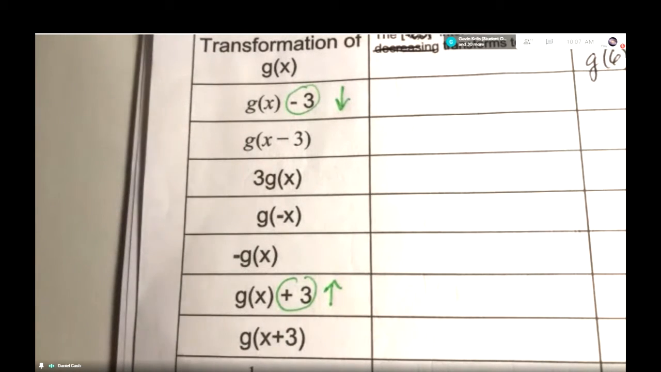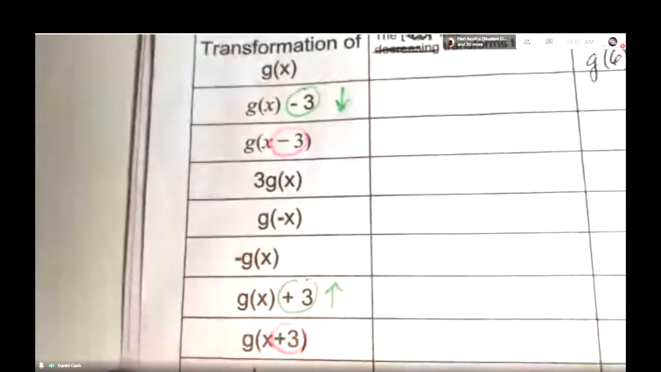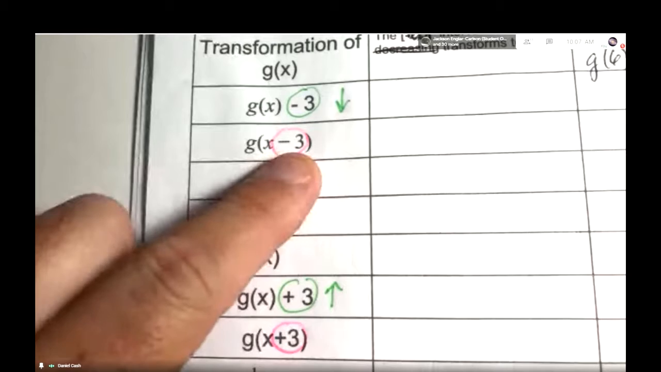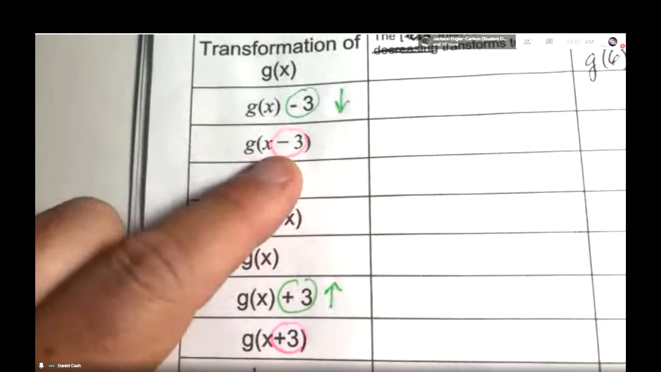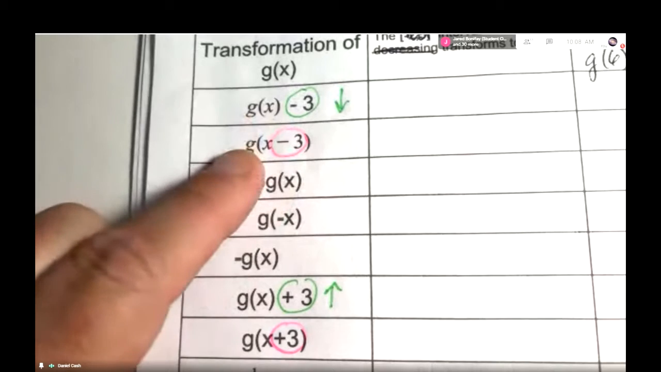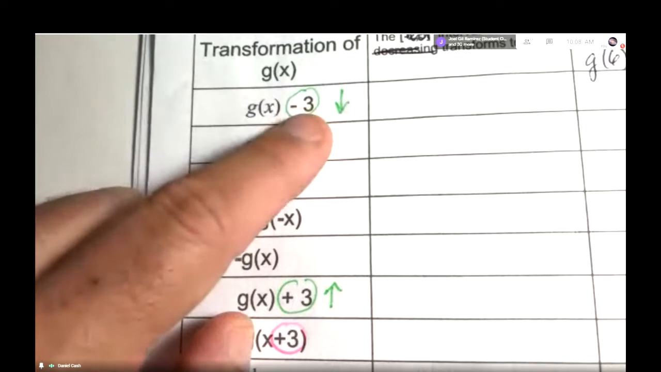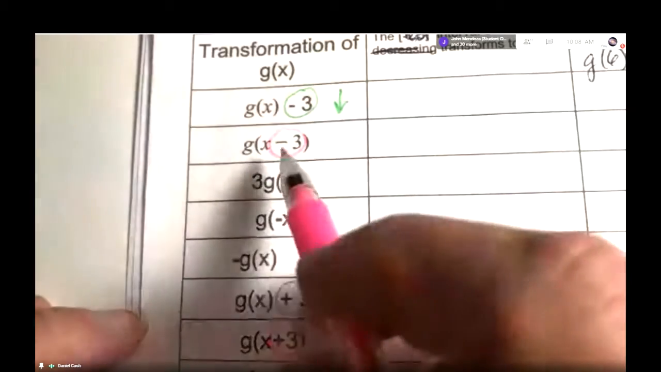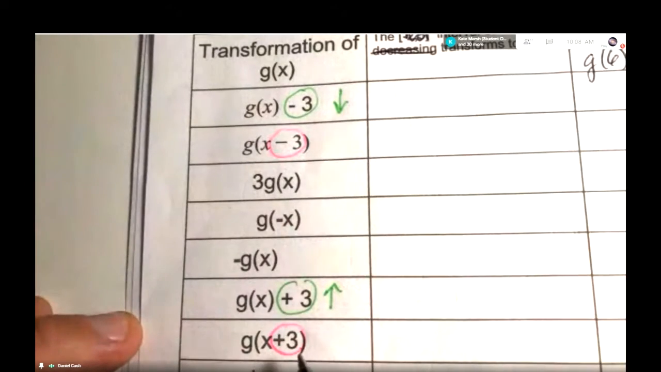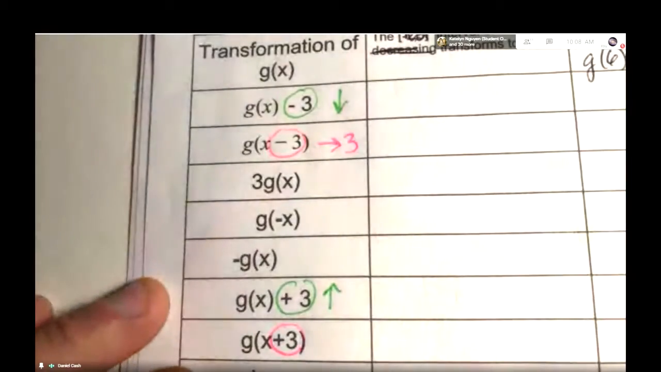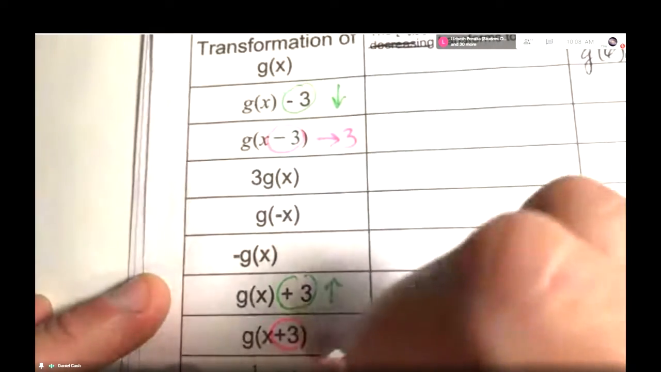Now, if you're affecting the inside of the function, like this one here, here you would actually subtract 3 from the x value, then put it into the function g. Here you would take g of x first and then subtract the 3. So the order of these things is very, very different. If you're affecting the inside, inside is related to the x coordinate or the east and west. And this is actually opposite. This is going to move the graph 3 units to the right. This is going to move the graph 3 units to the left.